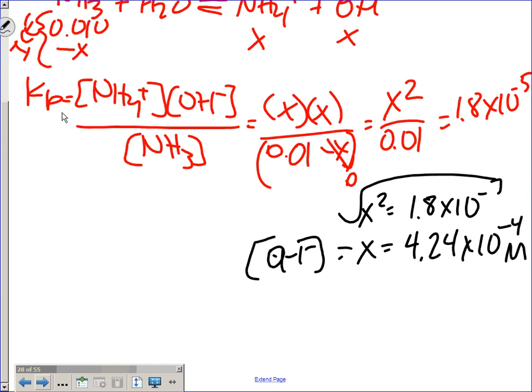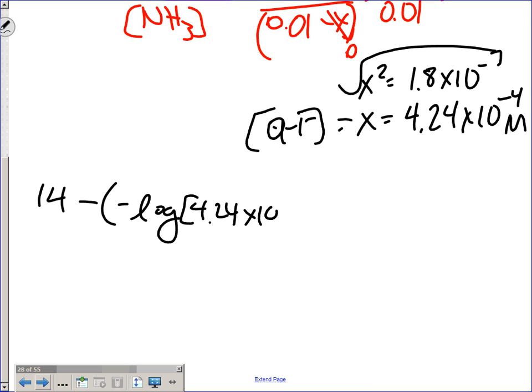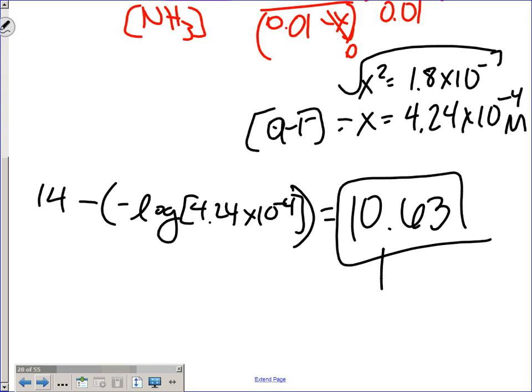So that's hydroxide. Then how do you find pH? Give me one step on how you find pH. Together, in one step. Thank you. 14 minus the negative log of 4.24 times 10 to the negative 4. What is that? 10.63. Does that make sense for a weak base? Yes, it does, because one, it's basic, and two, it's not 100. It's not like 14. It's between 7 and 14. So we're looking good here.